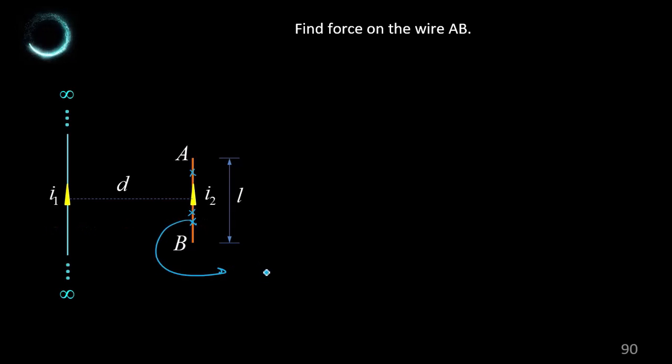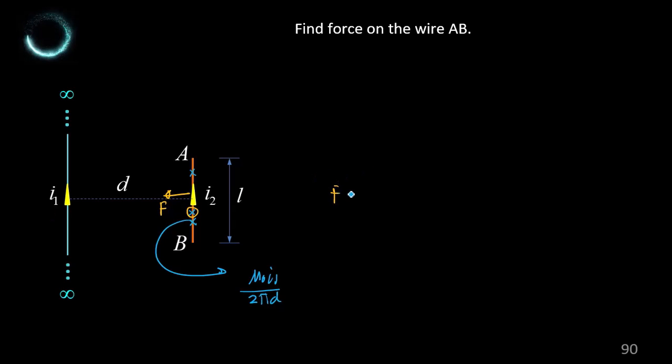What is this magnetic field? That should be equal to mu naught I1 by 2 pi d, and the direction is cross. So now the AB wire is influenced by an external magnetic field which is in the cross direction. Current is going upward, so L cross B. The force should be towards left in this direction.